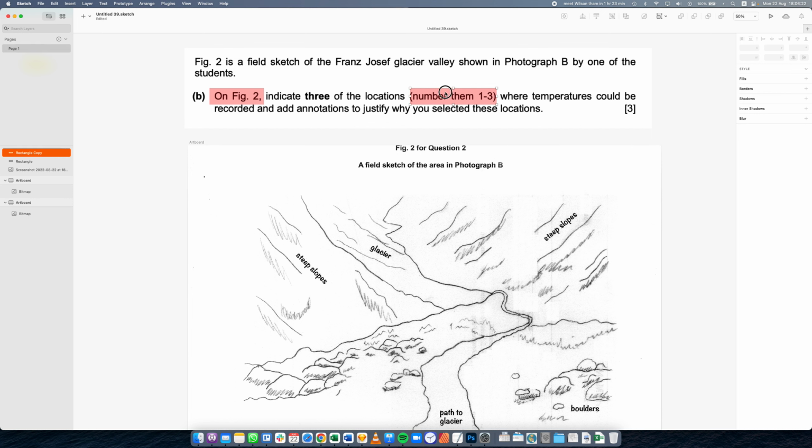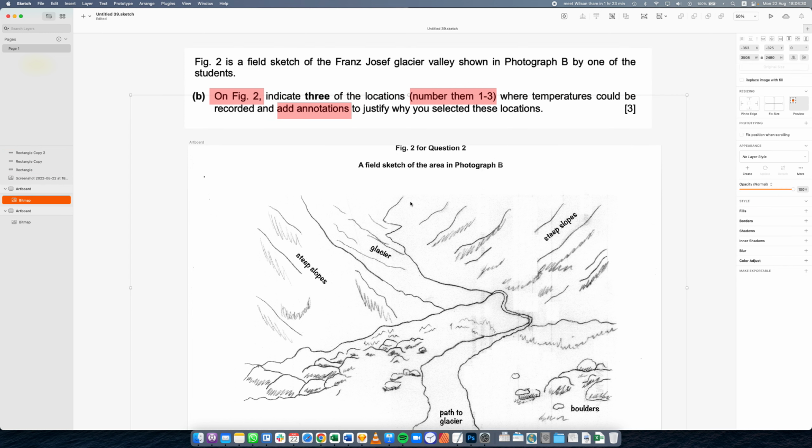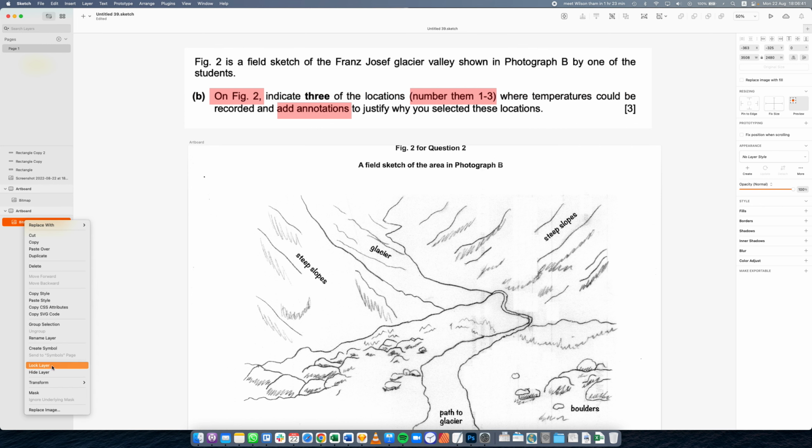Next, you are supposed to add annotations to justify why you selected these locations. Add annotations, that means you must add on some more sentences, or half sentences. Basically it cannot be 1 or 2 words. So all these things, a lot of you are not doing it properly.